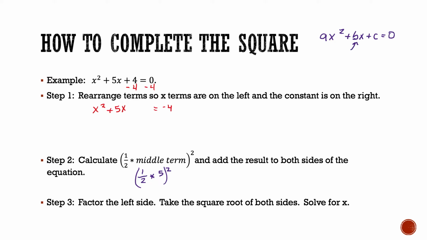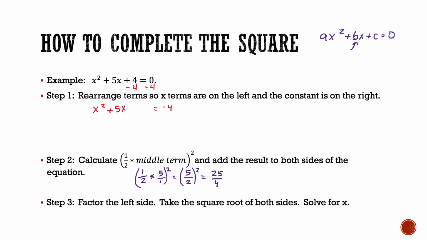So remember that when you're multiplying fractions, you're going to multiply the top part of the fractions together and the denominator or the bottom part of the fractions together. So this 5 is over 1. And so when I multiply, I'm going to have 1 times 5 is 5, 2 times 1 is 2, and I need to square that, so I'm going to square the top and the bottom and get 25 over 4. So now I've calculated half of the middle term squared.